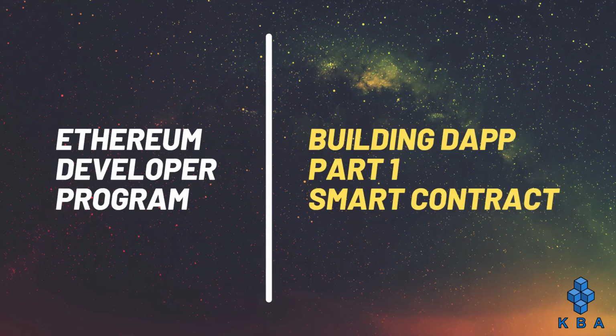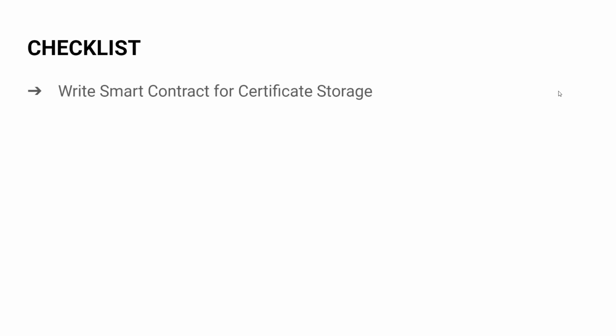Building Decentralized Application Part 1, the Smart Contract. The checklist. We'll write a smart contract that can represent a certificate. We'll see how we can run a Hardhat node simulation.